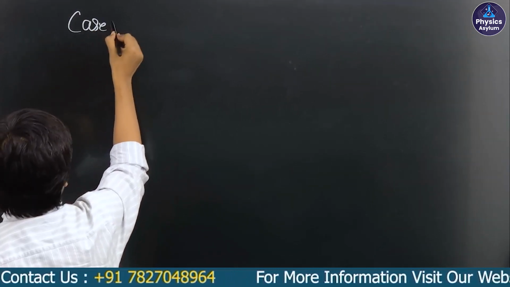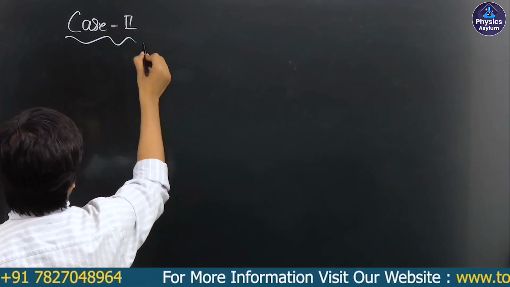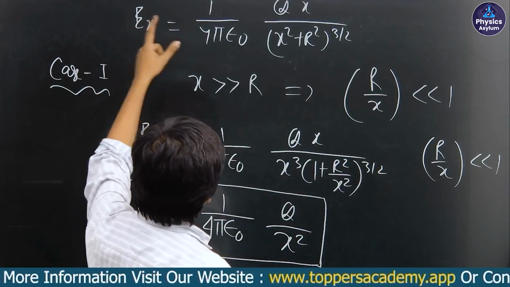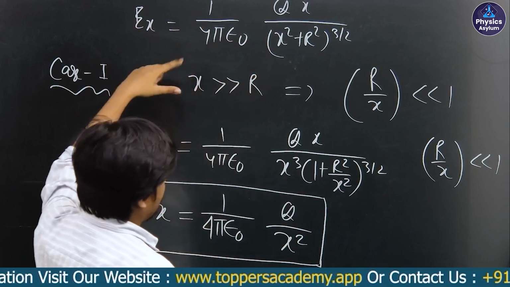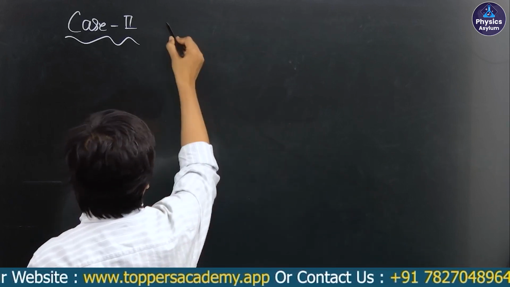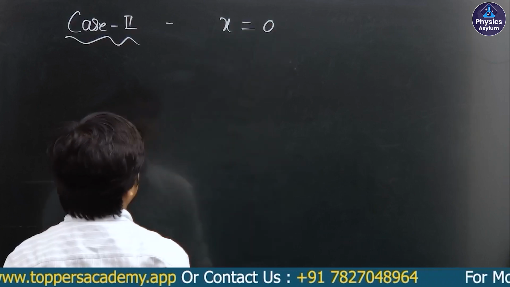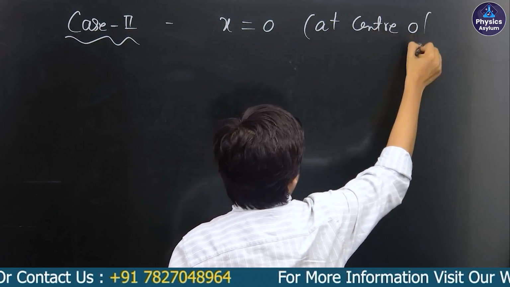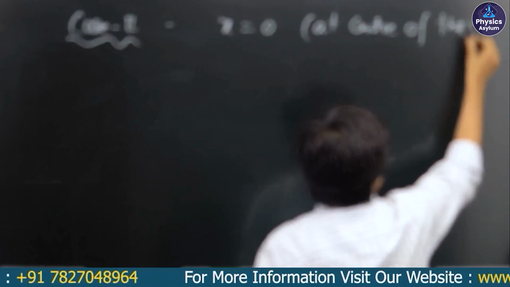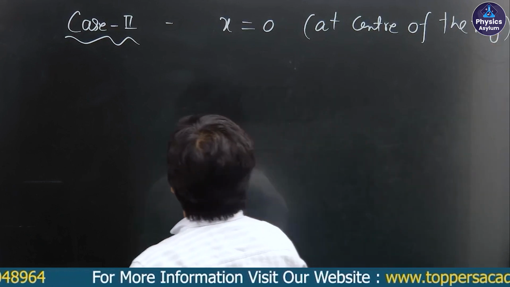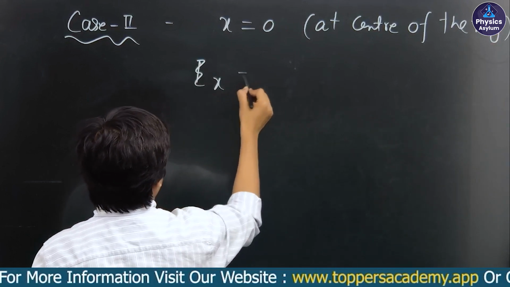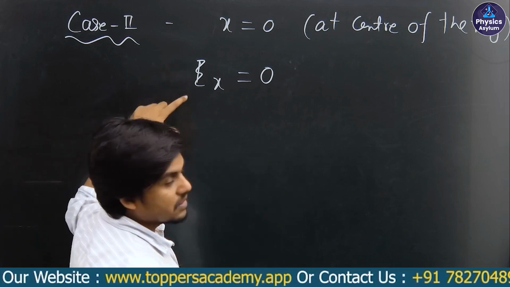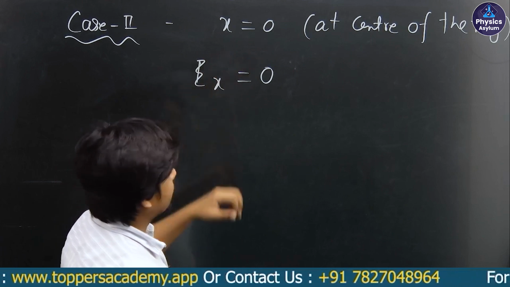Now let me discuss another case, and that is, suppose this point is at the center of the ring. So what will be the electric field at the center of the ring? This Ex will be equal to 0. So at the center of the ring itself, the electric field will be 0.